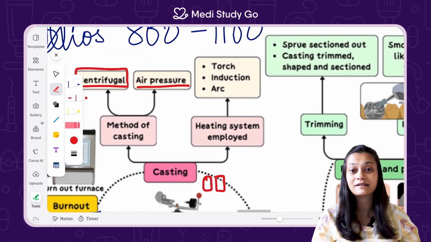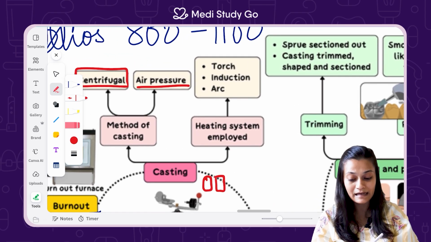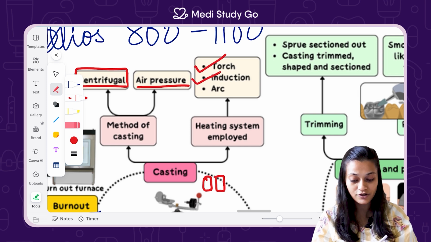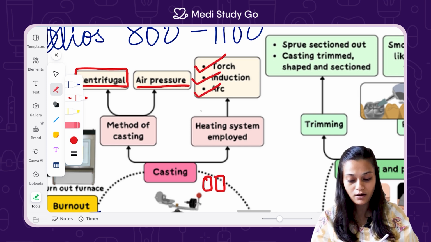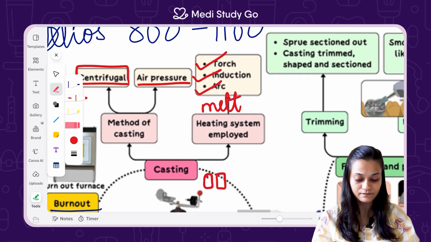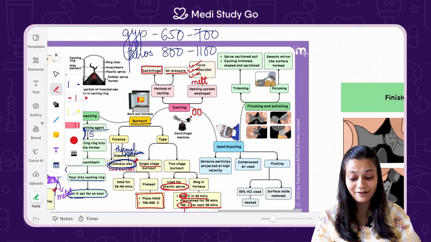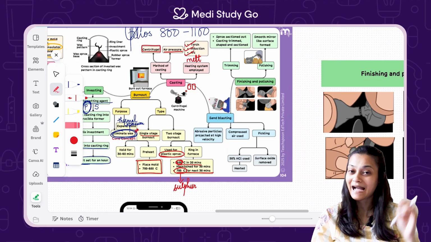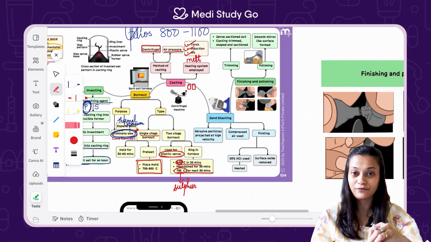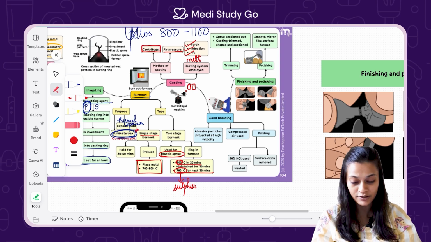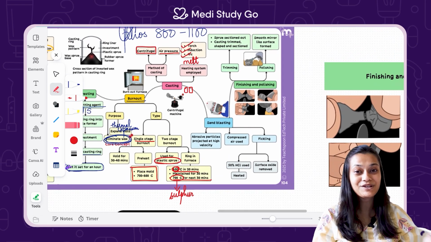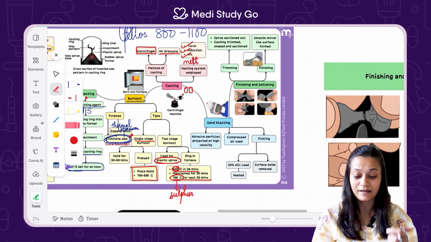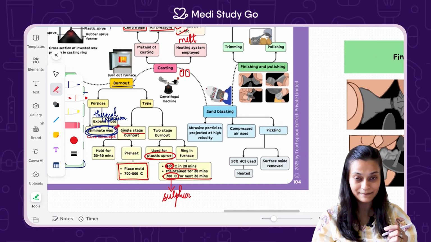What is the heating mechanism? I first need to melt it before pushing it in. I can either use a torch, induction, or the arc. So all of these are accountable for melting. Then once I have done this, I have my metal that has flown into it. I let it cool down gradually. It will harden into a solid substance. What do I do? I sandblast it. So I'm going to remove it.